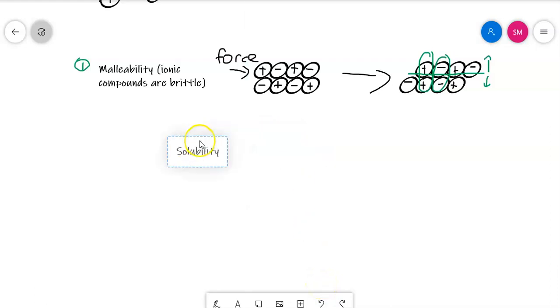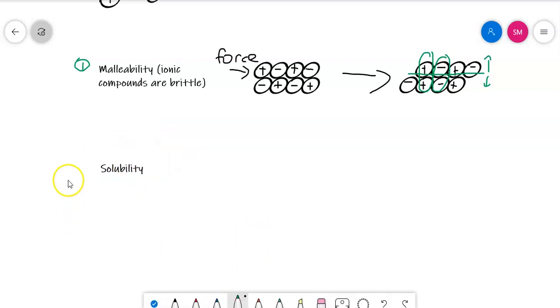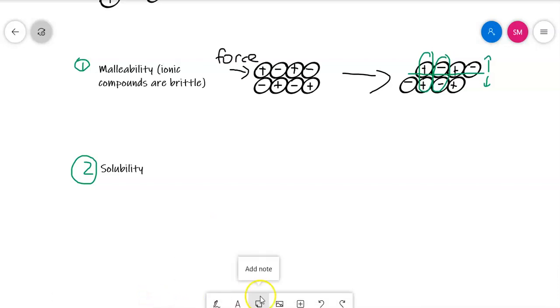Not all ionic compounds are soluble, but in this topic we assume that they all are. You won't be asked about an ionic compound that is not soluble. It's always explaining the solubility of ionic compounds that are soluble. So how do we show that ionic compounds are soluble? If you can imagine, salt is soluble. If you put salt in water, it will dissolve. So solubility describes a substance that dissolves in water.